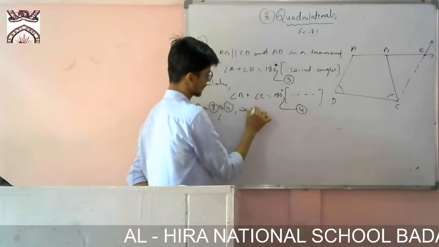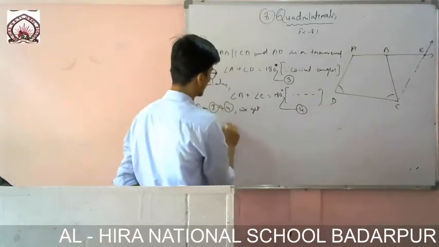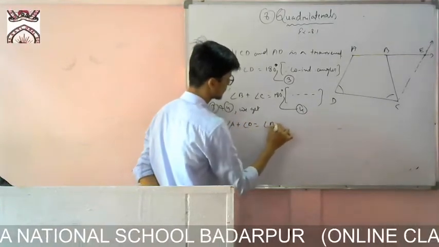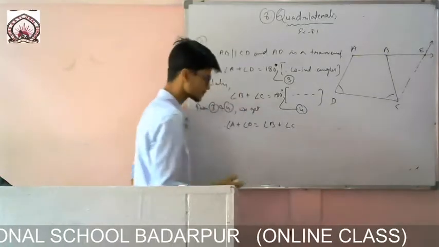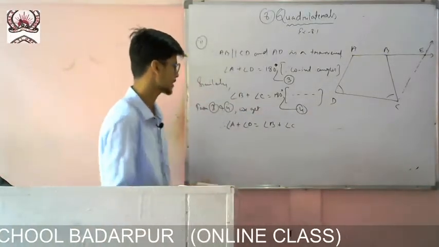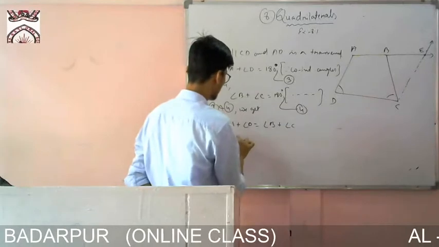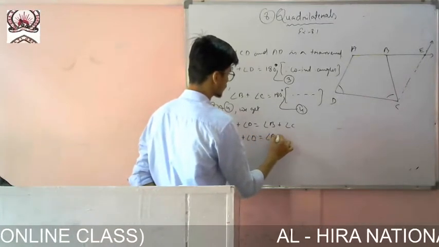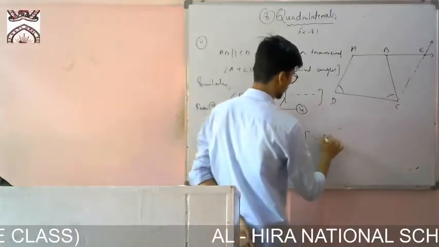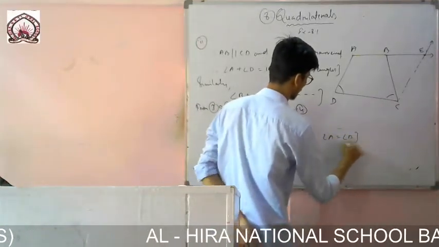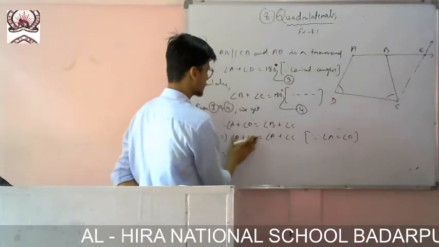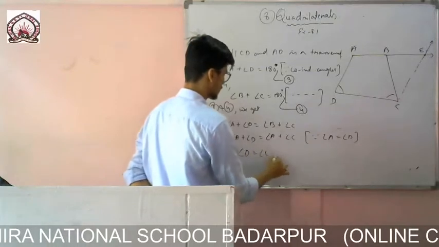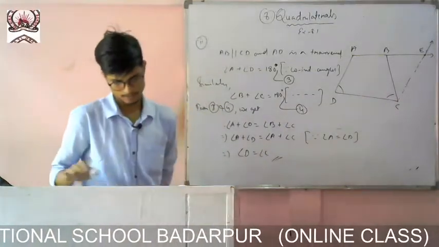we get angle A plus angle D is equal to angle B plus angle C. We have just proved earlier that angle A and angle B are the same. So since angle A is equal to angle B, angle A cancels, and angle D is equal to angle C.